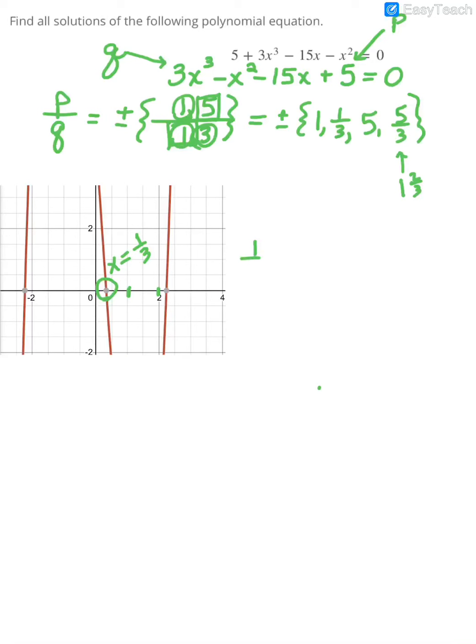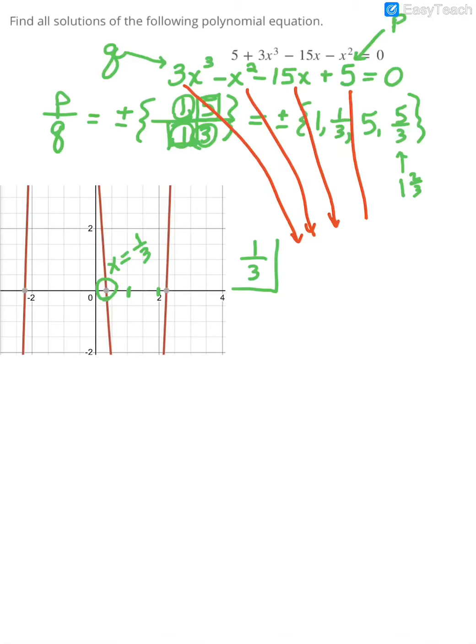Now the way I'll know for sure is I will carry out my synthetic division, and if my last column has a remainder of 0, then I'll know for sure I found an actual 0. So we'll put the 1/3 in the box. We're going to bring our coefficients down from here because the terms had to be in order. So we have a 3 followed by a coefficient of -1, and then -15 and +5.